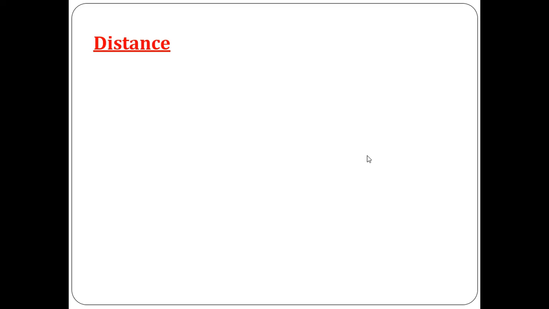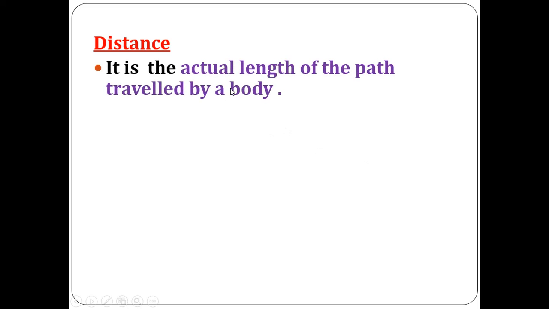Now we are going to describe motion. While describing motion, we have to understand two terms: distance and displacement. Let us see what is meant by distance. Distance is the actual length of the path traveled by a body.